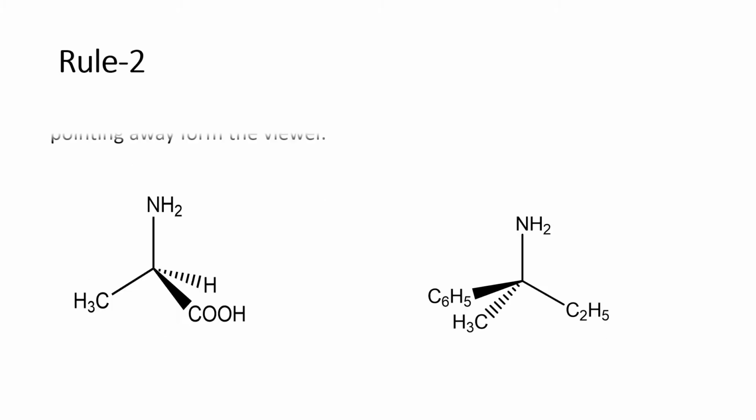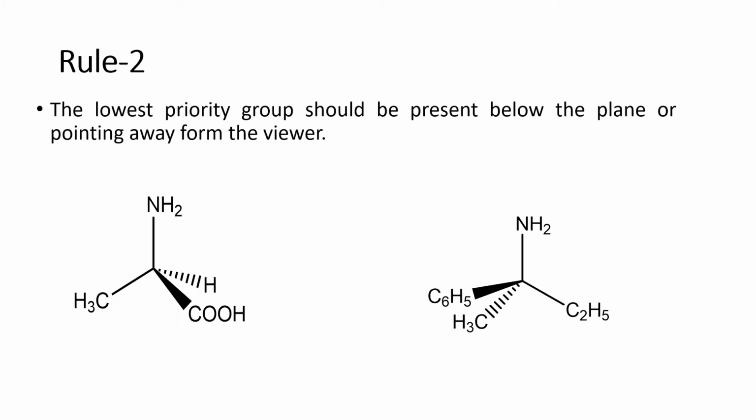So the next rule is that the lowest priority group, whichever atom it may be, doesn't matter which atom is present as the lowest one, should be present below the plane of paper, or away from the viewer, that means at the dashed wedge.